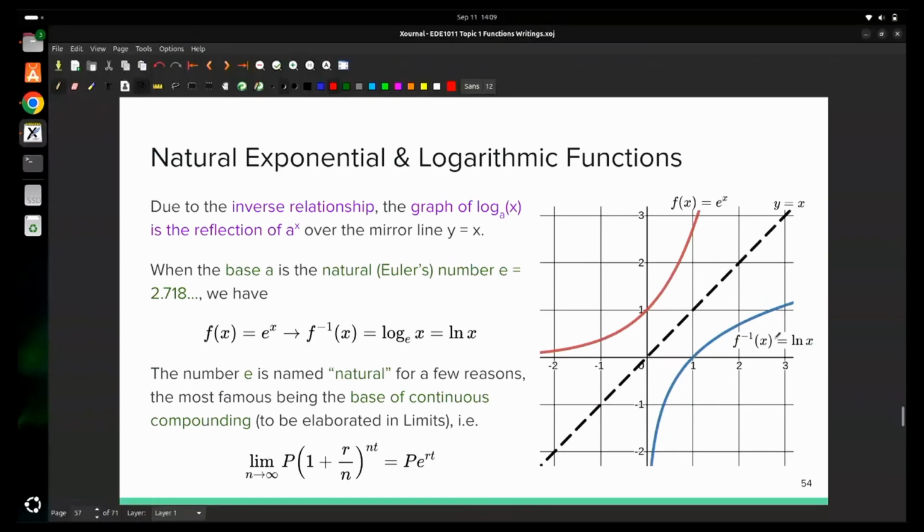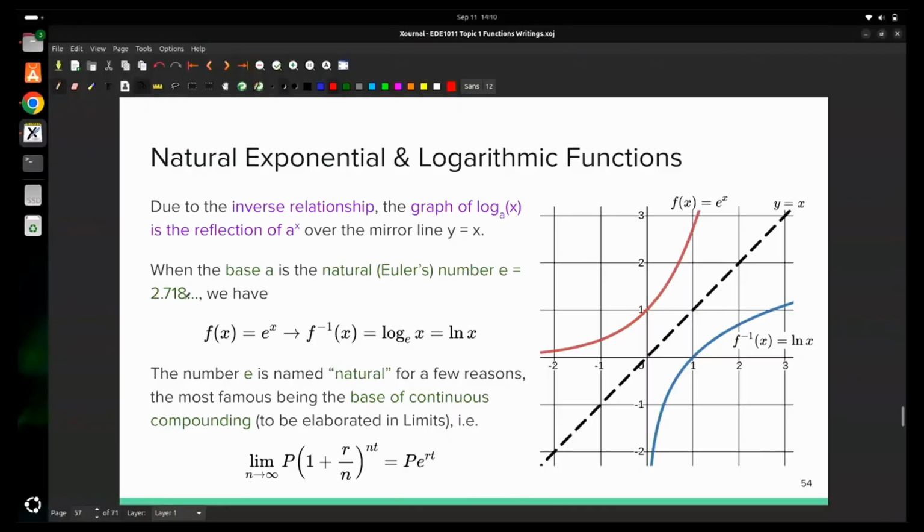So ln x must have positive numbers as its domain. The reason is that the range for e to the x is 0 onwards, so that range becomes the domain for ln of x. You see, it must be positive. So domain becomes range, range becomes domain. The same thing.